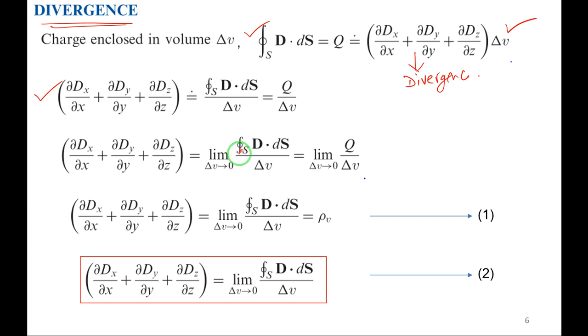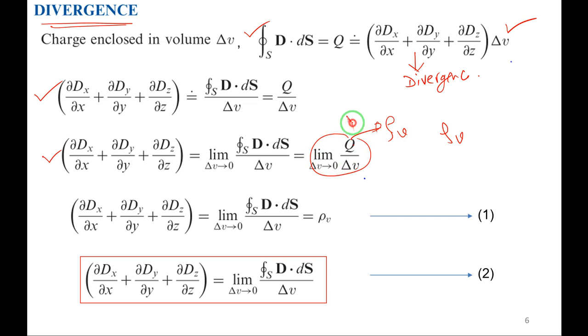Then allow the volume to shrink towards zero, meaning we are considering the smaller differential volume. It is as good as a point, because as delta V shrinks to zero, it gives me the point effect. At the point, what is the nature of the variation of the field? So apply the limit: limit delta V tending towards zero, the closed surface integral of D dot dS divided by delta V, and for this, limit delta V tending towards zero, Q by delta V. This charge per unit volume is nothing but the volume charge density rho V. This I can replace by rho V.